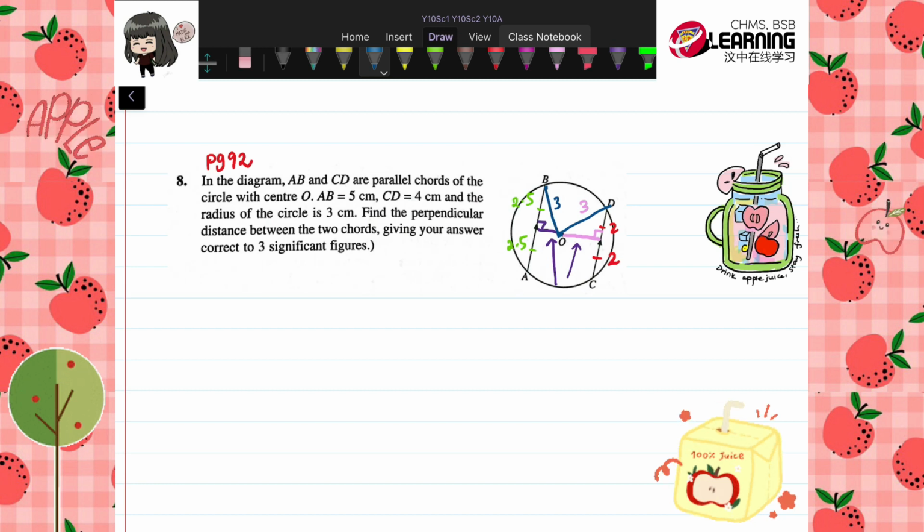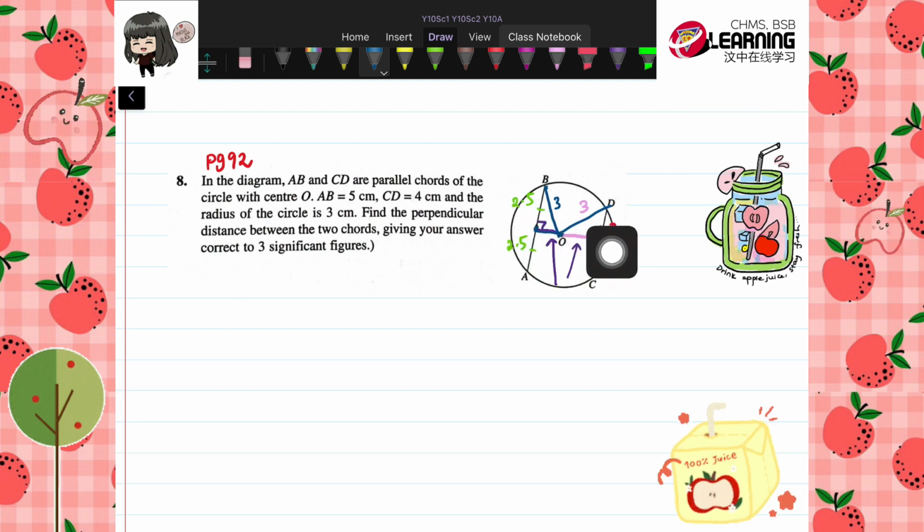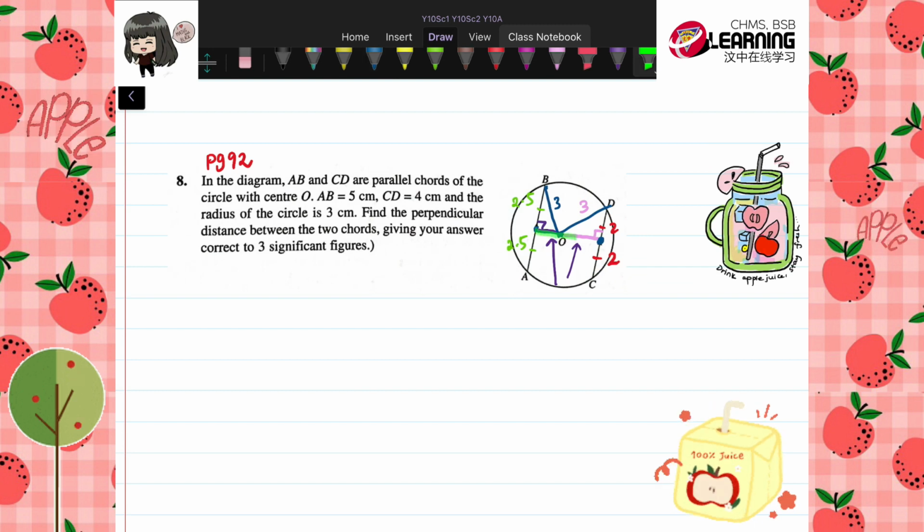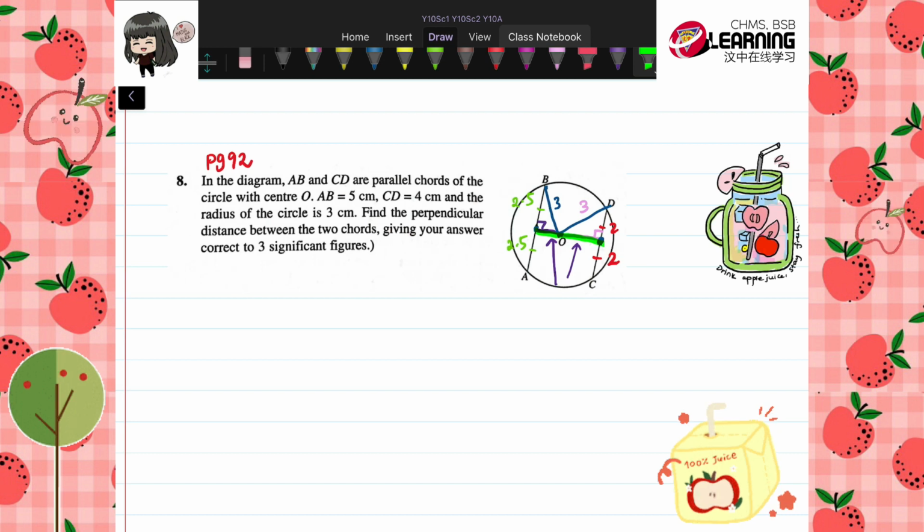Okay, find the perpendicular distance between two chords. Find the perpendicular distance, meaning your perpendicular distance from here to O and O to the other chord. Basically this whole line over here will be your perpendicular distance between two chords. So you have two perpendicular distances. One is for here and the other one for here. You just need to find this one and find the other one, and you add them.